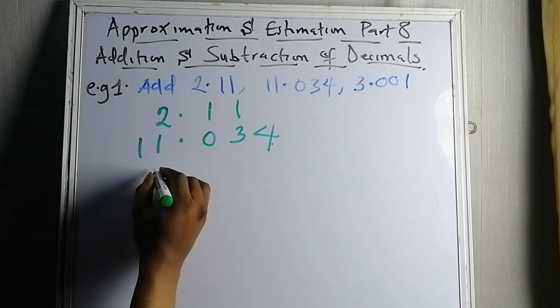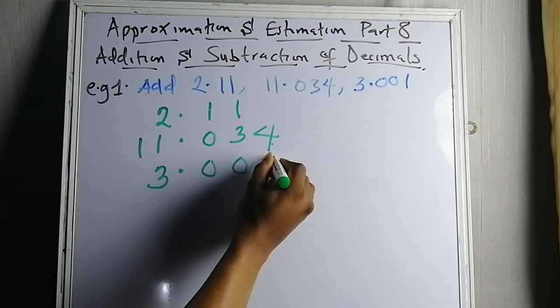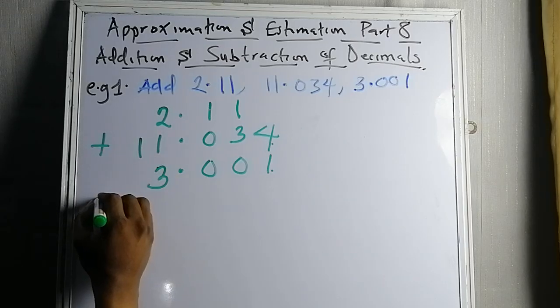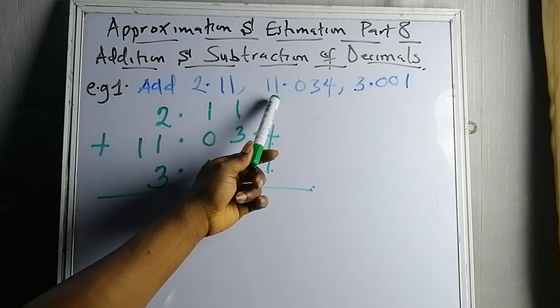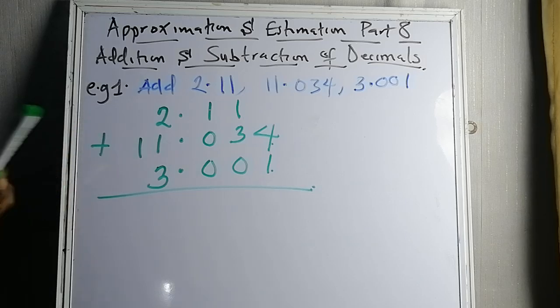The other one is 3.001. So we want to add, plus. If you look at this now, before the decimal you have 2 figures here, so this one can be 0, this one can be 0. It's still the same thing.